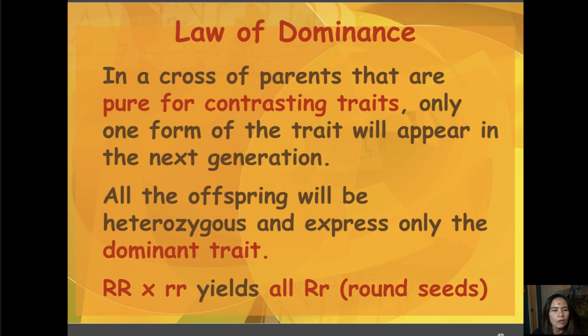Now, according to the law of dominance, in a cross of parents that are pure for a contrasting trait, only one form of the trait will appear in the next generation. All offspring will be heterozygous and express only the dominant trait. So in this example, you have your capital R dominant trait crossed with the recessive trait, which yields a heterozygous, capital R and small r, which is the round seeds. That's your law of dominance.